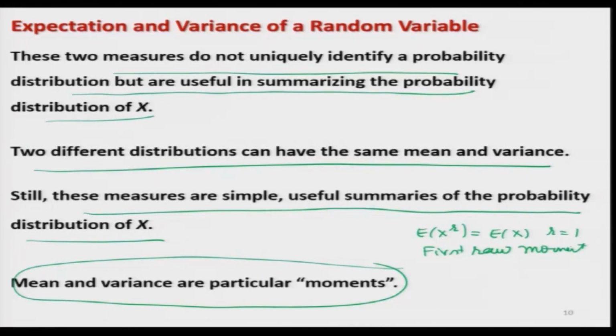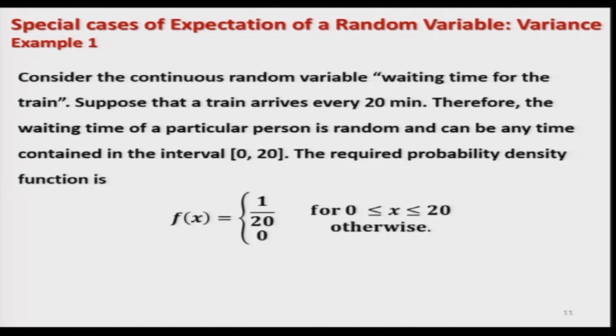And in case you try to find out the first central moment, that is expected value of x minus expected value of x whole square, this is your variance of x. So, this is your second central moment, right. Okay.